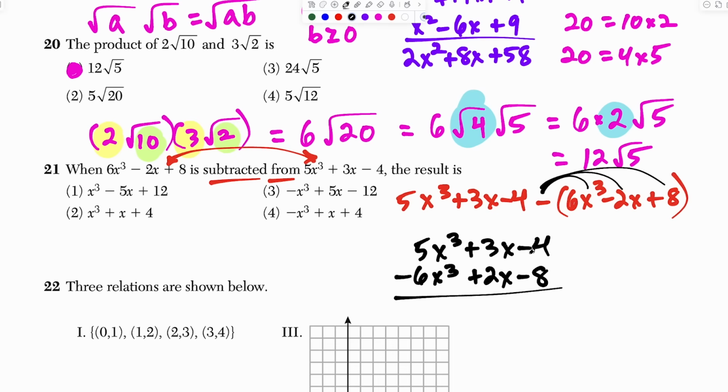And now I can combine stuff. Minus 4 minus 8 makes minus 12. And right away, the only one with the minus 12 is choice 3. But then I have 3x plus 2x is plus 5x. And then 5x to the third minus 6x to the third is minus 1, or just minus x to the third. So choice 3 is definitely our answer.